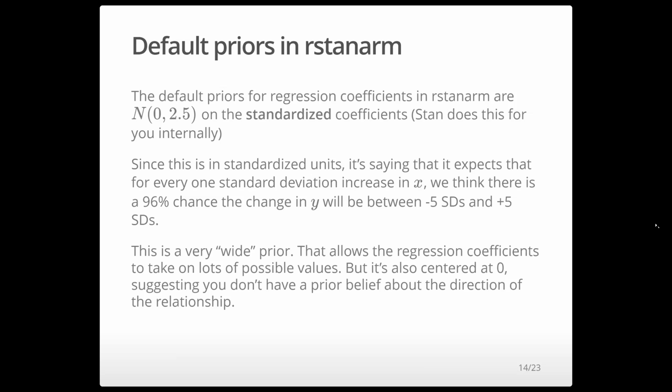2.5 is the standard deviation of our prior. So that means that we believe all observations will have a 96% chance of being within two standard deviations of our prior, so in this case, 5. This is a very wide prior, and it allows regression coefficients to take on lots of possible values. But it's also centered at 0, which suggests you don't really have a prior belief about the direction of the relationship. It could be positive, it could be negative, who knows.